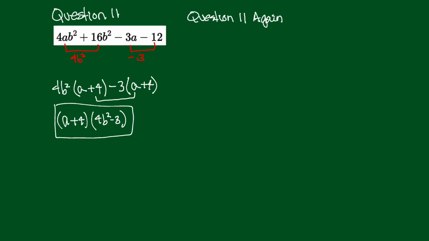Now I want to do something here. In question 11, let's do this again. Here's what we had: 4ab squared plus 16b squared minus 3a minus 12. Now what we did before is we grouped together these two and these two because they had something in common. But I don't have to do that because I see this over here. See this? 4ab squared and the 3a, there's an a in common. And in the second and fourth, 16 and 12, there's a 4 common.